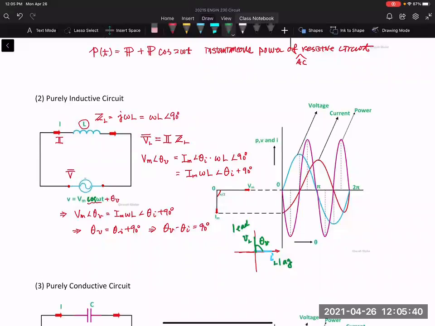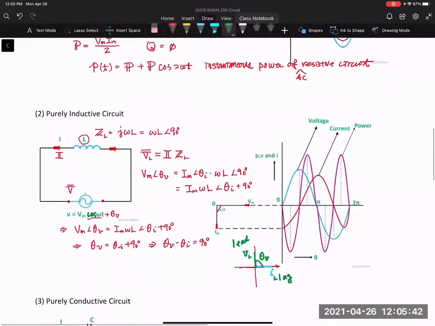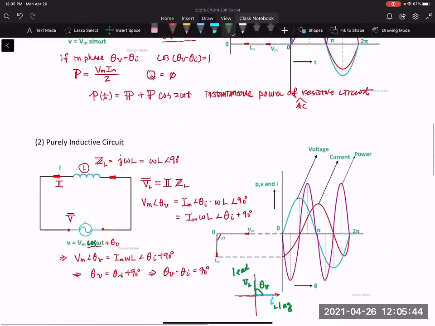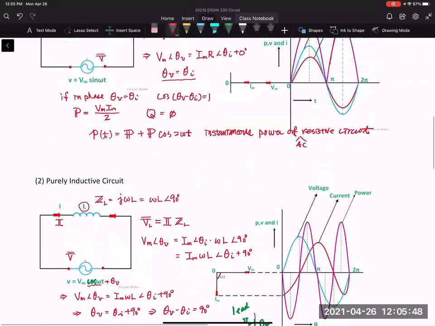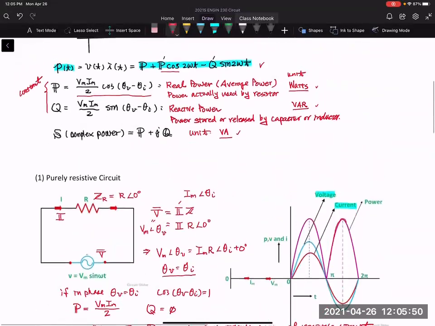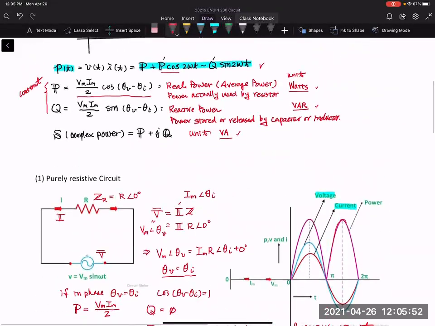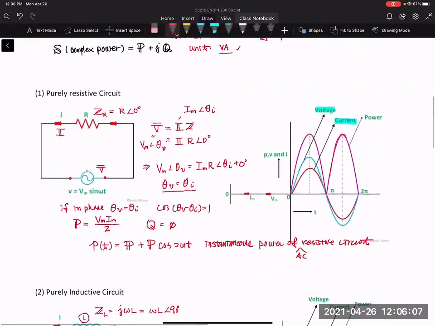All right, so let's look at the powers. What's going on with power in this case? If you have a purely inductive circuit, my power is this here. Now theta v minus theta I is 90 degrees, right? Cosine 90 degrees is equal to 0. Sine 90 degrees is equal to 1. So now you have P equal to 0 and Q equal to 1.